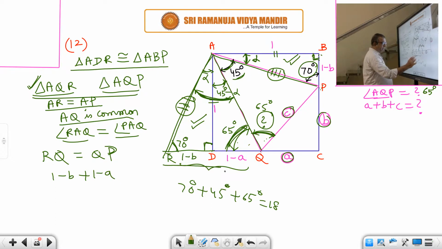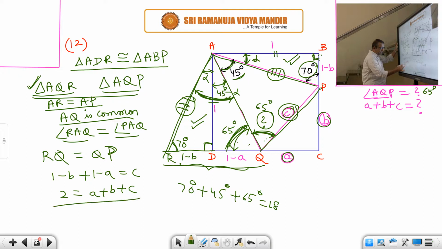RD is 1 minus B and DQ is 1 minus A. So the total is 1 minus B plus 1 minus A. That must be equal to QP. But QP we have taken as C. So taking A and B to the other side, 1 plus 1 remains on the left side, and A plus B goes to the right side. So A plus B plus C is equal to 2 units. The second answer is 2 units. The perimeter of this triangle is A plus B plus C, just 2 units. The square has side 1 unit, so A plus B plus C is double that, 2 units.